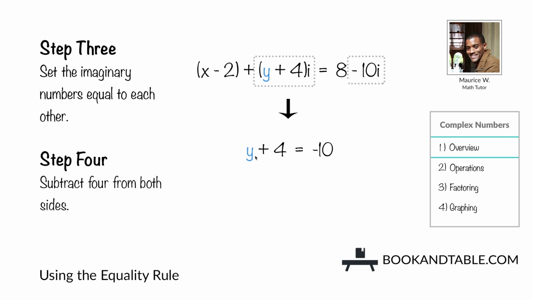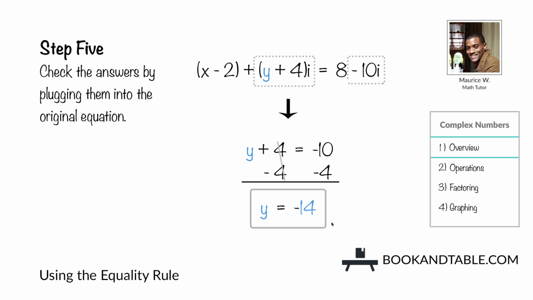And now we'll want to solve for y. So we'll subtract 4 from both sides, leaving us with y is equal to negative 10 minus 4, which would be negative 14. So we got y is equal to negative 14 and x is equal to 10. So now the last step would be to check the answers by plugging them into the original equation.